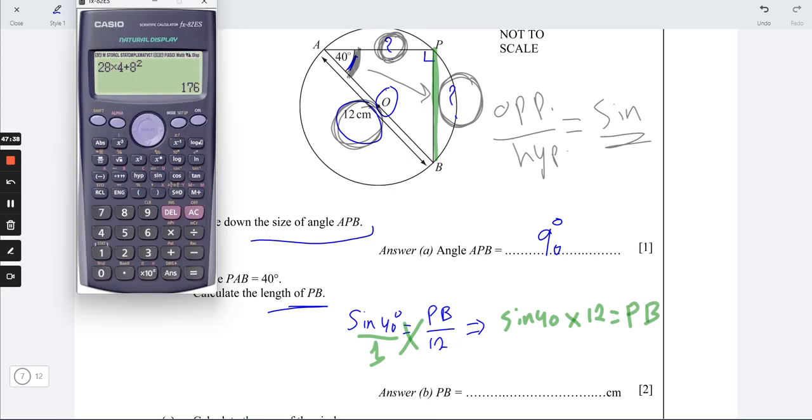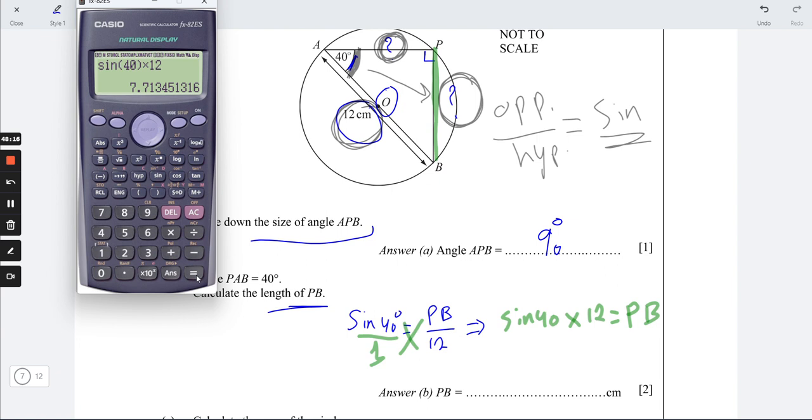Using the calculator, sine 40 times 12 equals 7.7134511316. They are not asking you to write the number on your calculator display. So here you should round it to 3 significant figures, because the instructions in this paper, or usually all papers, ask you to round your number if they are not saying otherwise.